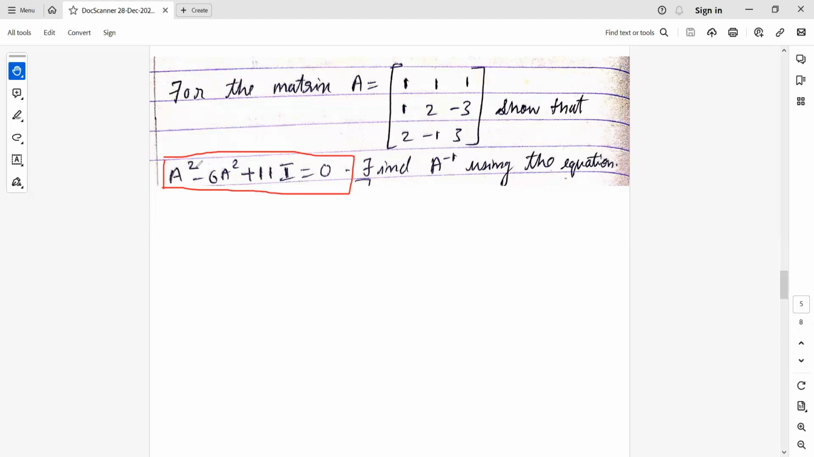This must be A cube. The question here must be A cube. Okay, A cube minus 6A square plus 11I is equal to 0. The question is A cube minus 6A square plus 11I is equal to 0.